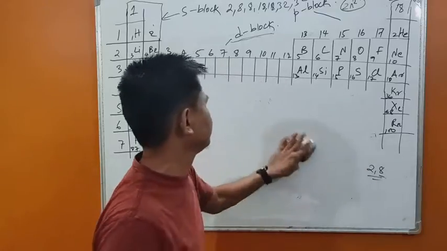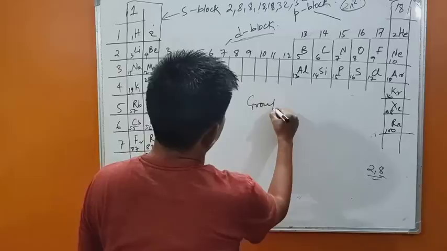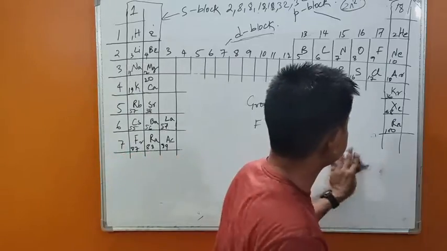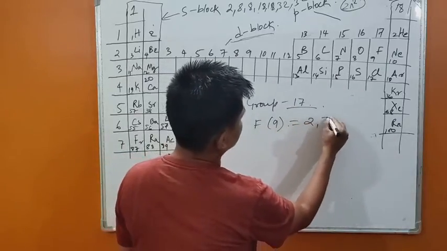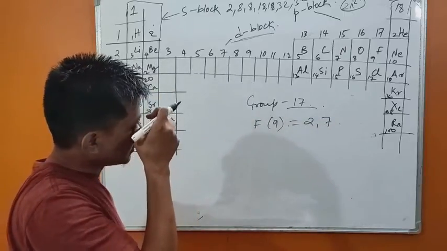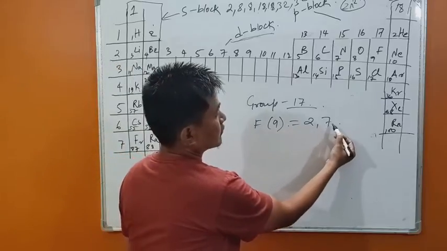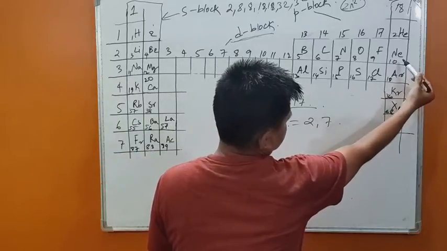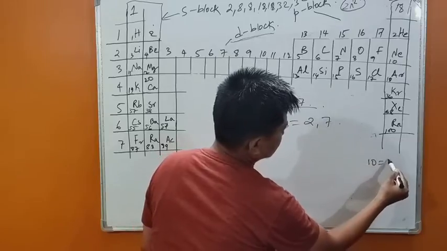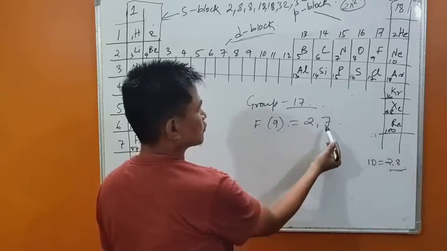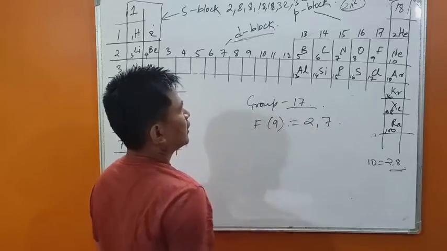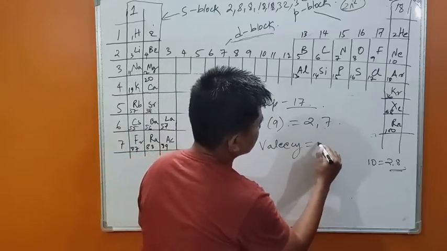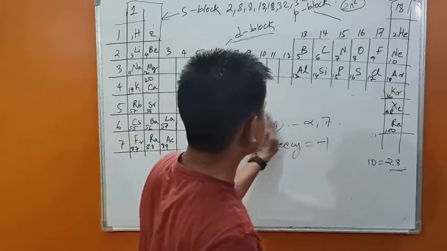Let us talk about group 17. In group 17, we have fluorine, atomic number 9, isn't it? Atomic number 9 means 2, 7. So fluorine wants to gain 1 electron to make its outermost orbit stable, isn't it? 7 plus 1 becomes 8, and 8 is the configuration of neon. Neon has 10, so 10 is 2, 8, isn't it? So to attain the stable inert gas configuration, fluorine wants 1 electron, so the valency of fluorine is -1. Okay, so fluorine is the most electronegative element.